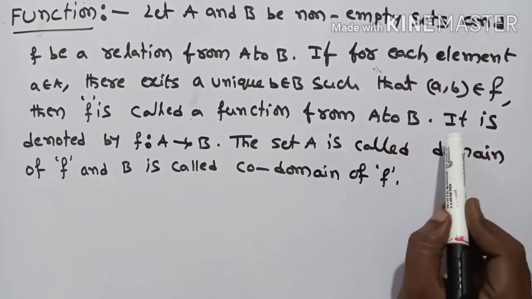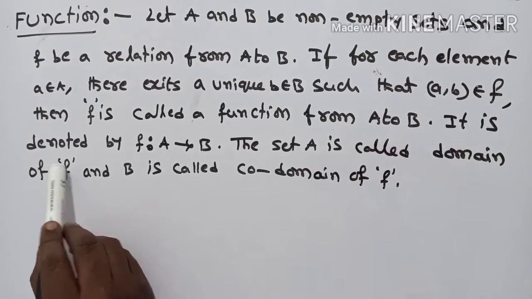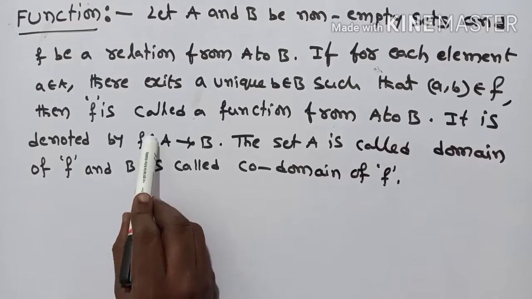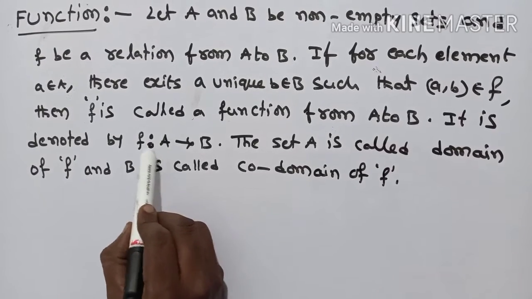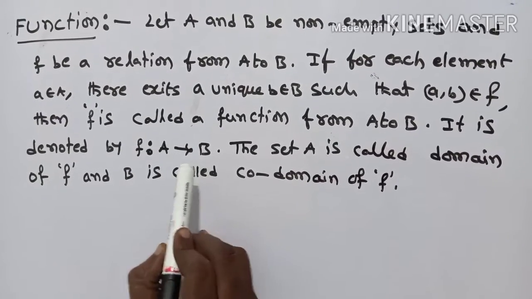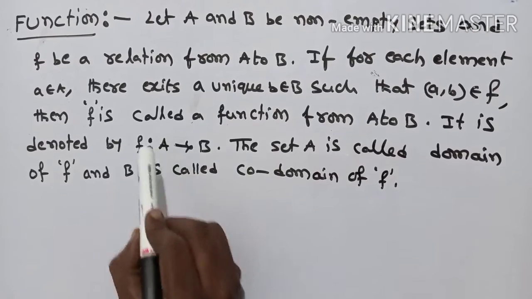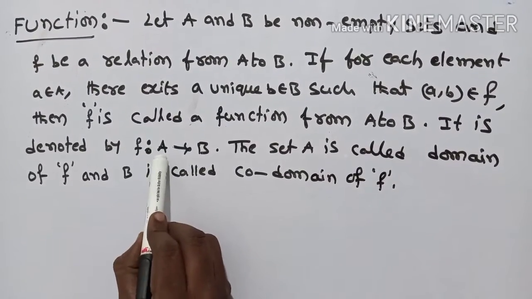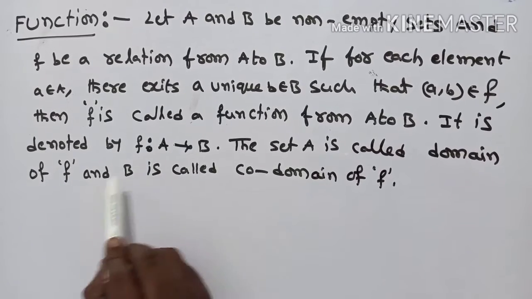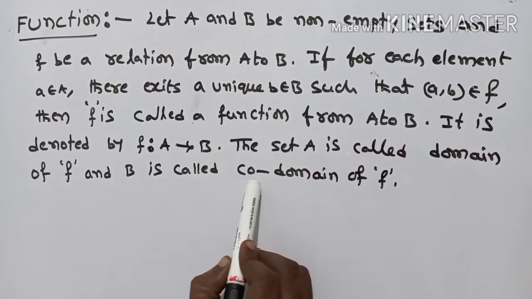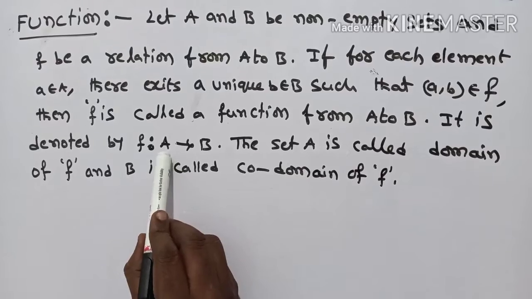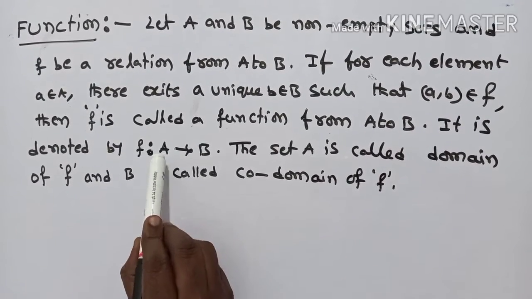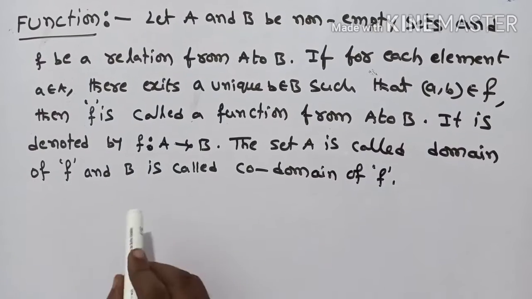It is denoted by F mapping A to B. The set A is called the domain of F and B is called the codomain of F. A is the domain, B is the codomain. That's enough.